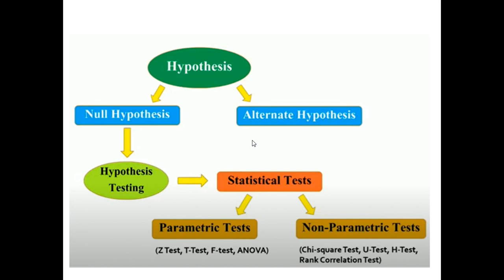Those are known as parametric tests, which apply when the data is normally distributed, that is our assumption. And for non-parametric tests, the data is not normally distributed. These are the names of some tests, and these tests also have some conditions. We will talk later about what conditions apply and how we do this.